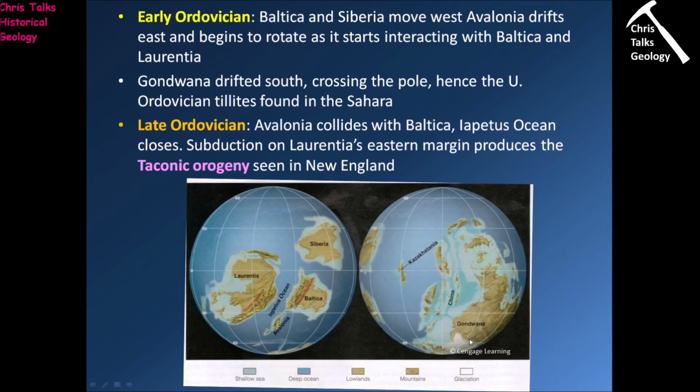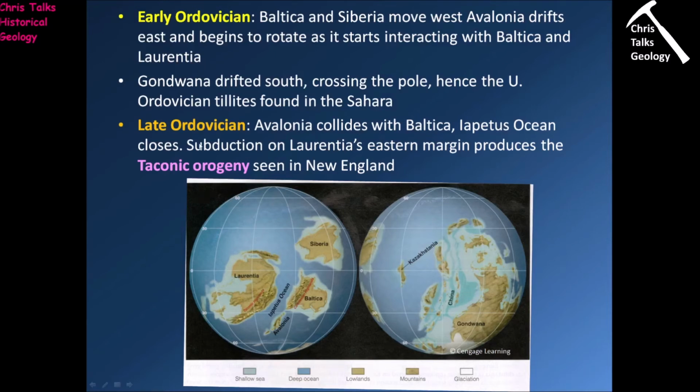So we know we must have large-scale glaciation going on Gondwana during the upper Ordovician, and so that would suggest very strongly that it's moving over one of the poles, and the data we have suggests it was moving over the South Pole.